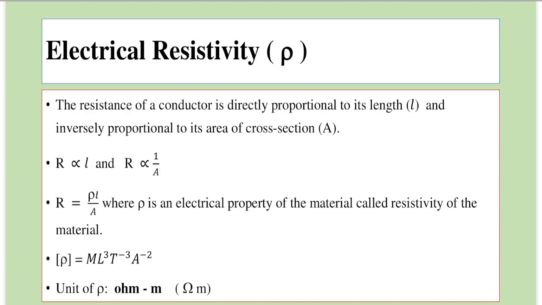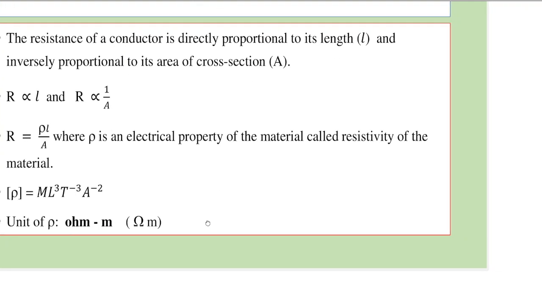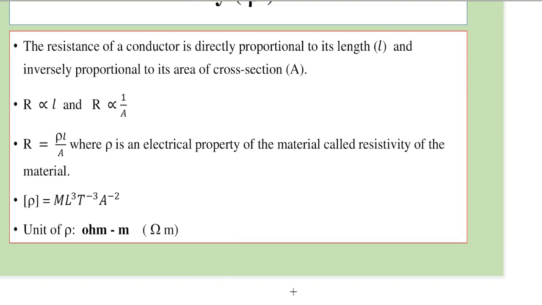We have studied about resistance. We have learned that resistance is the opposition offered by the material to the flow of electrons. Now, let us consider a material and let us find out how its resistance varies with the material properties.